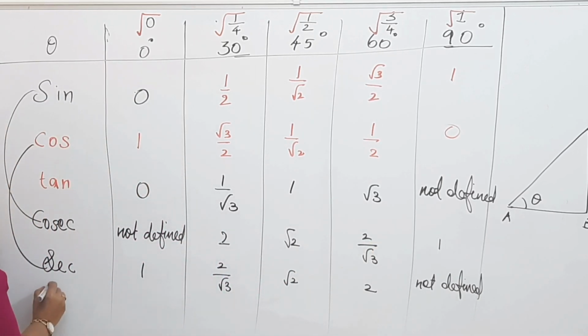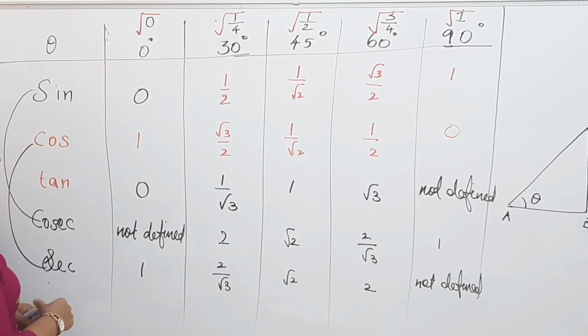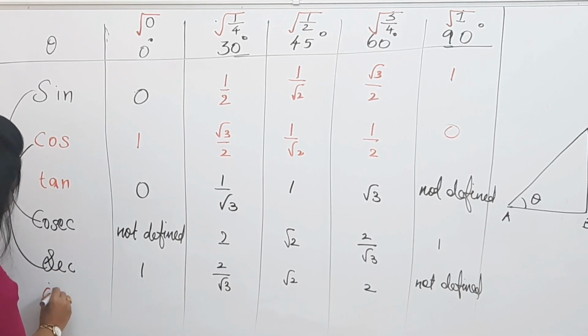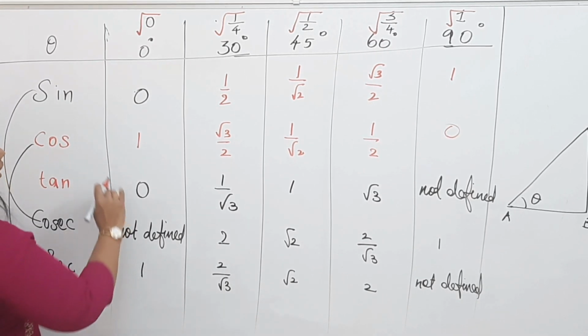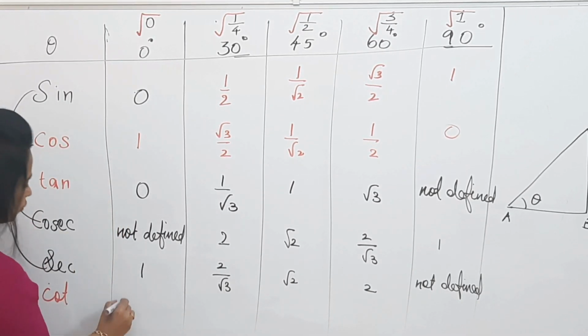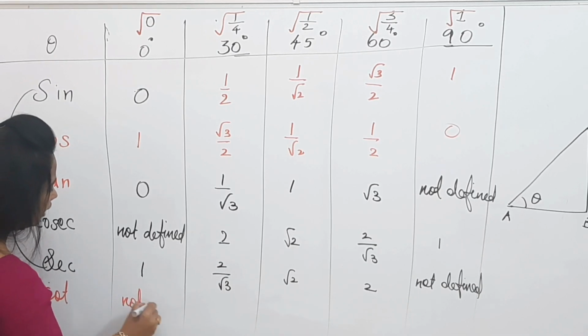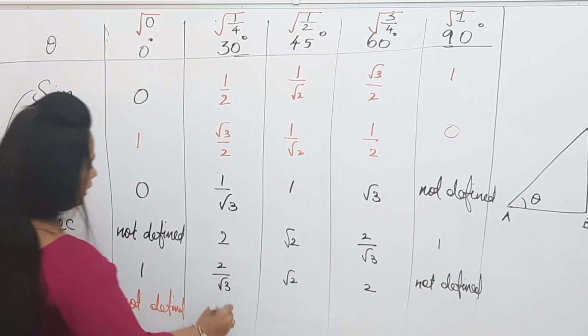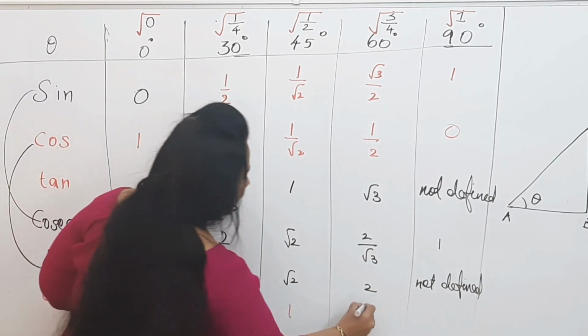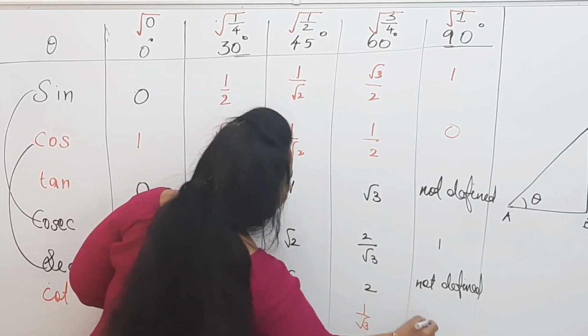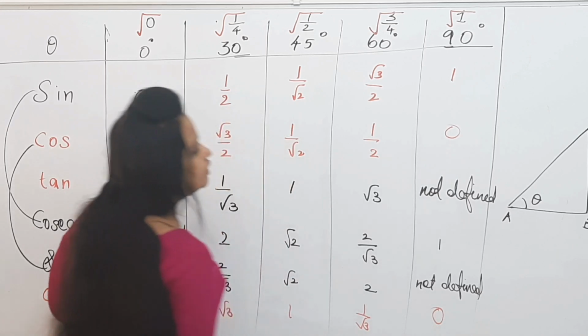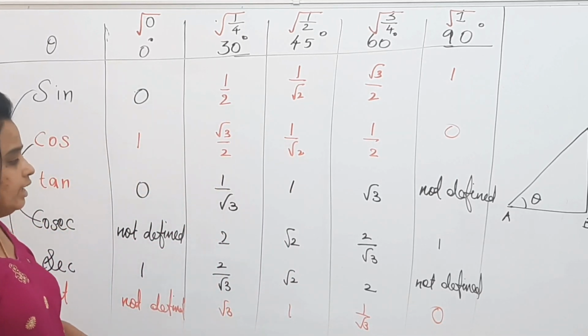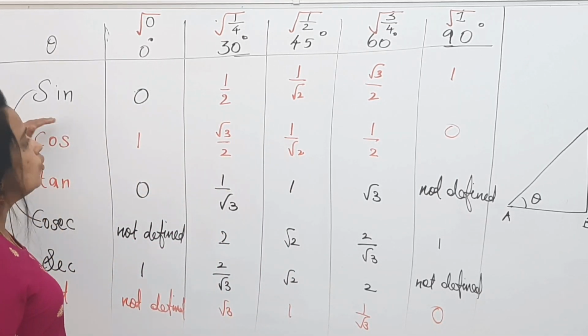And then the last one is cot. Cot is the reciprocal of tan. So you have again not defined, and then root 3, then 1, then 1 by root 3, and then 1 by not defined is nothing but 0. So the values will go like this.